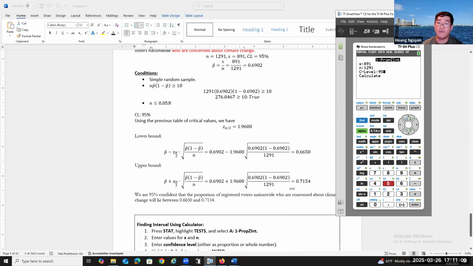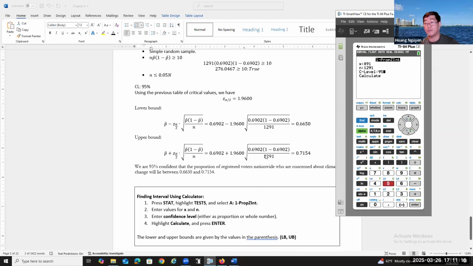You can put the C level in terms of the percent, or you might put the decimal, so one or the other. And then after that, we're going to go down to Calculate. Okay, there we go. So this is going to be the answer that we have earlier.